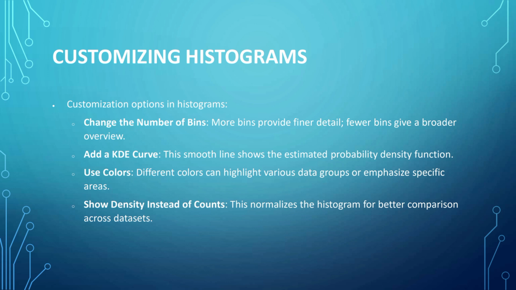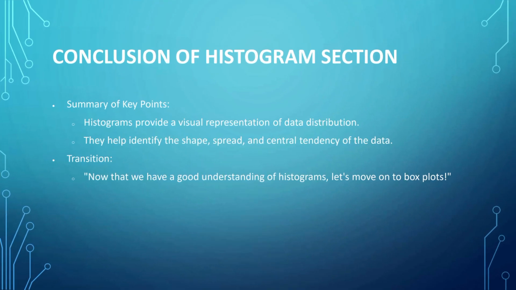We can also add a KDE curve, which is a smooth line showing the estimated probability density function, providing additional insights into data trends. Utilizing colors in our histograms can help differentiate between various data groups or emphasize specific areas, enhancing readability. Lastly, we can choose to show density instead of counts, which normalizes the histogram and allows for better comparison across different datasets. By using these customization options, we can tailor our histograms to better suit our analysis needs. In conclusion, histograms provide a powerful visual representation of data distribution.